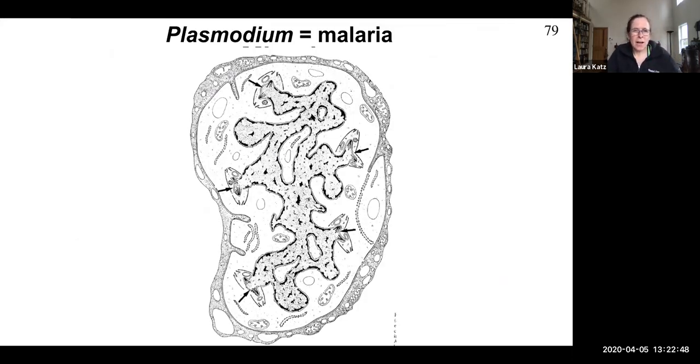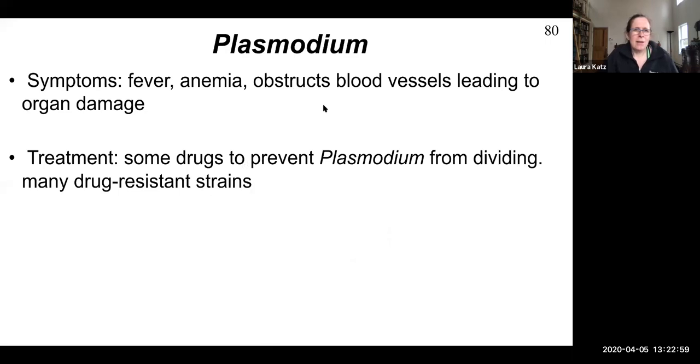I told you already that in malaria, we have this semi-open pleuromitosis. You have multiple mitoses. It's semi-open, with little holes, and the spindle comes in from an angle instead of straight on. If you have malaria, sadly, you have fever, anemia, obstructed blood vessels. There are some treatments, but there are many drug-resistant strains, and malaria remains a tremendous problem in many parts of the world.